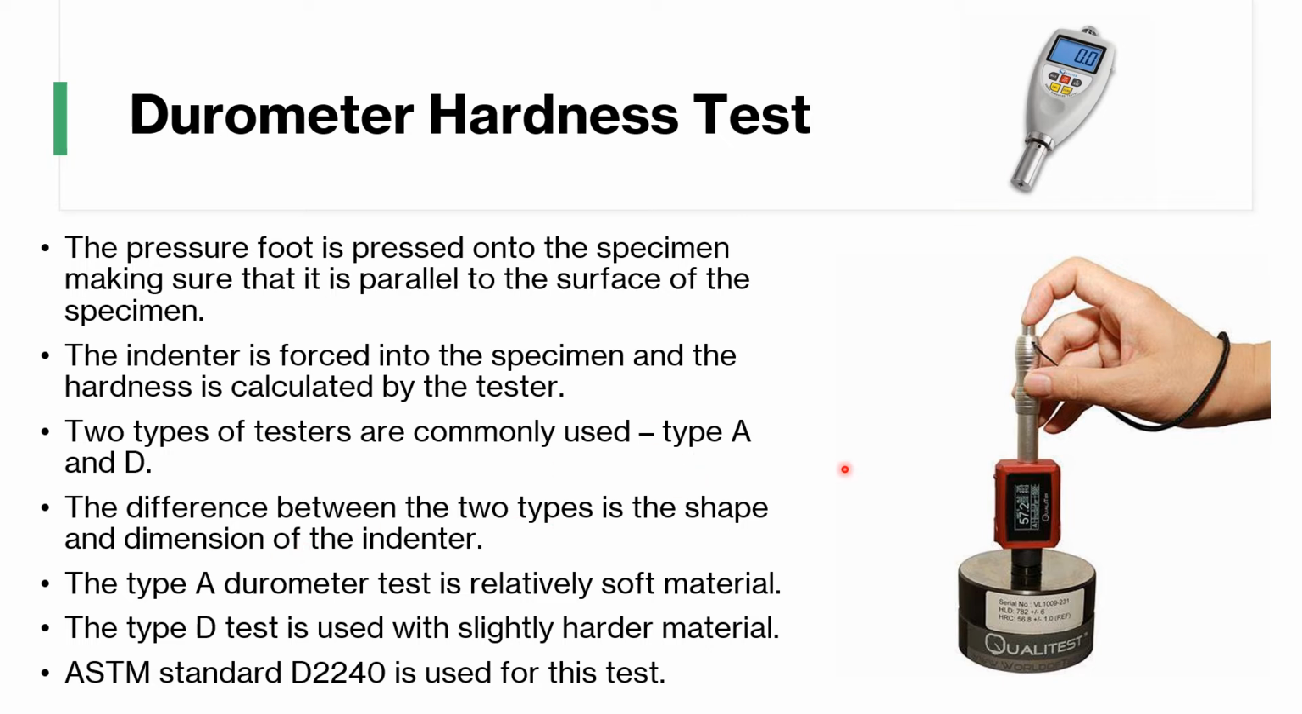So how do we differentiate the two types? We go by the shape and dimension, just like you remember in that table. Type A is your Durometer for soft material, and D is used with slightly harder material, and we will follow ASTM D2240.